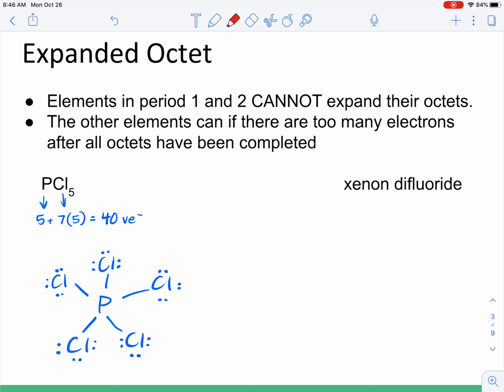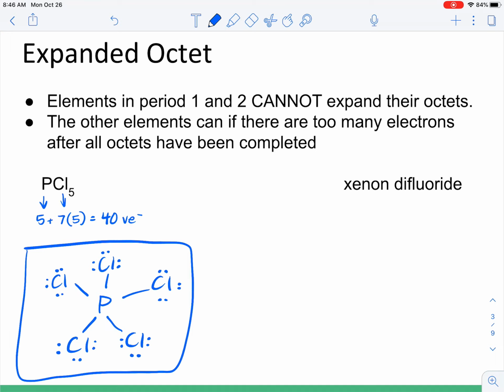So we can just check where it is on the periodic table. Phosphorus is in that 3rd period, so this Lewis structure is totally valid. It's fine for it to have more than an octet of electrons on it. Okay, so this is our final answer here.